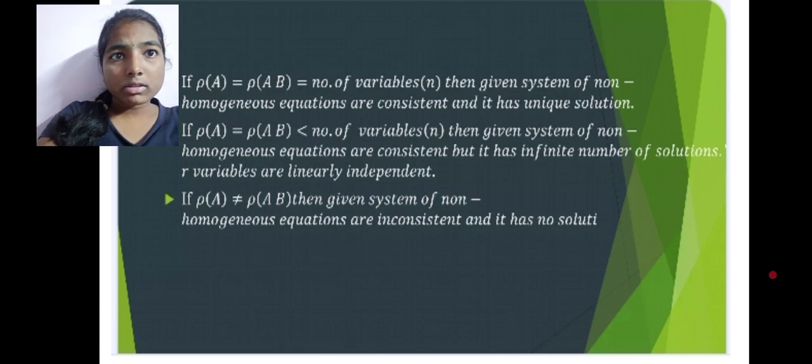If rank of A is not equal to rank of [A|B], then the given system of non-homogeneous equations is inconsistent and it has no solution.